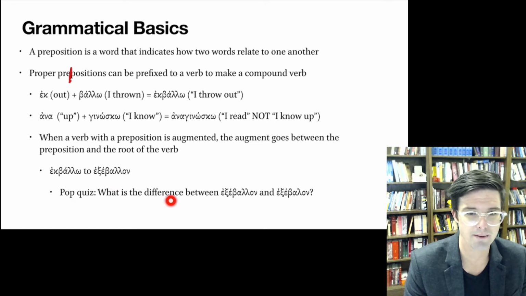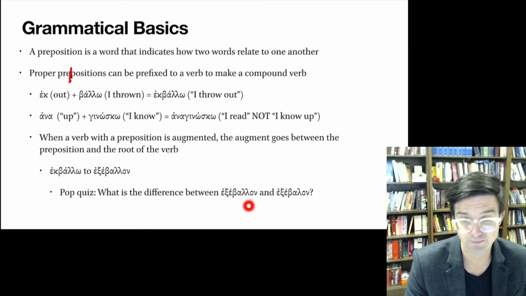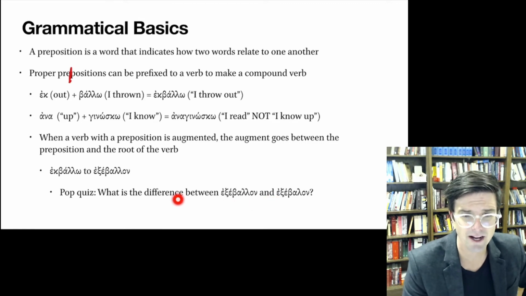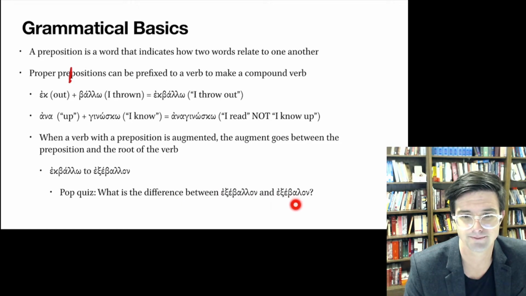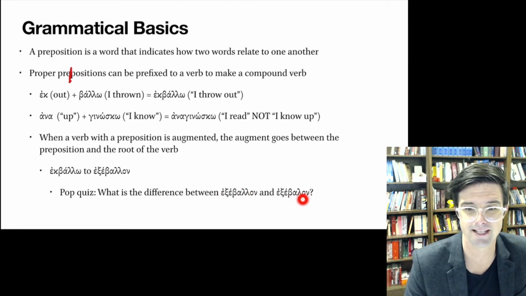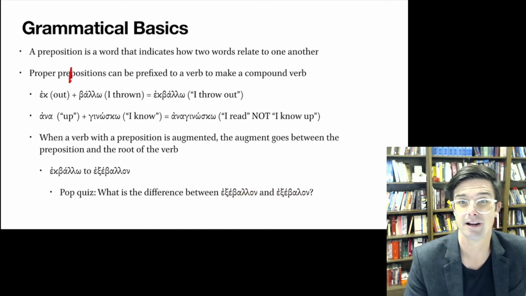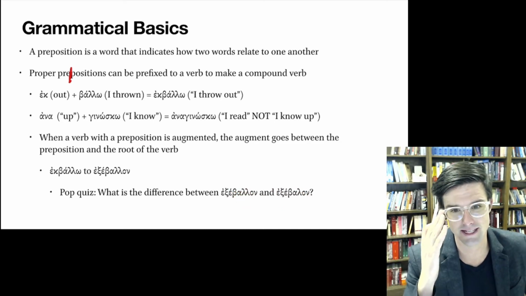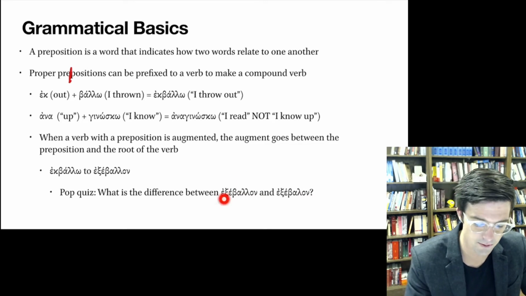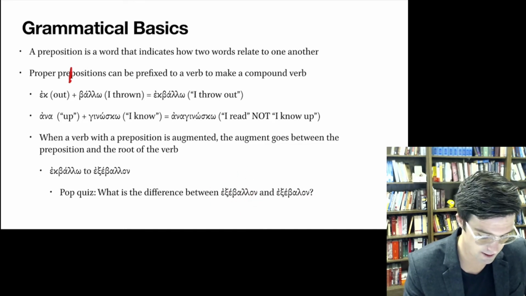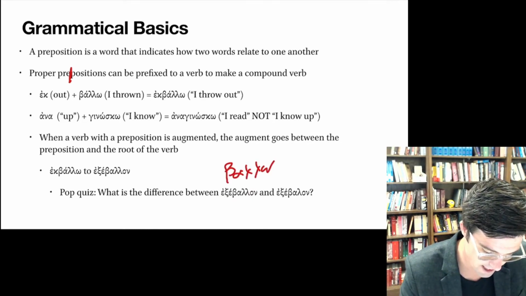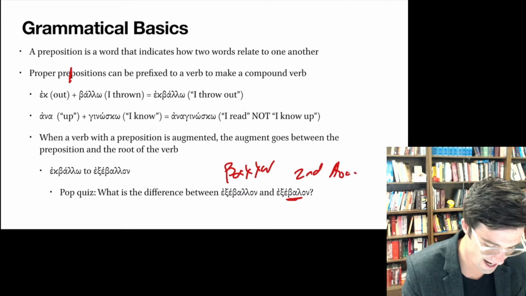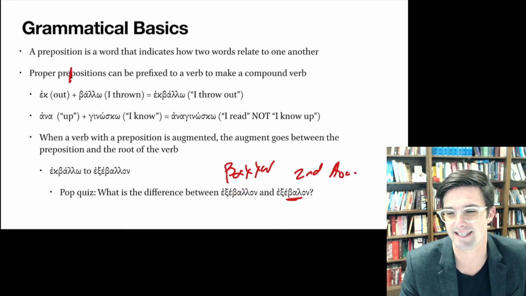And so let's do a quick pop quiz here. This is a little bit hard of one because we're reaching quite a ways back. What is our difference here between ex ebalon and ex ebalon? Yes, so the difference is one lambda here, two lambdas here. And what does that mean as to the tense? Good, so this one is the imperfect tense because it is built on the present tense root balo. This one over here is second aorist because the root has changed from two lambdas to a single lambda.